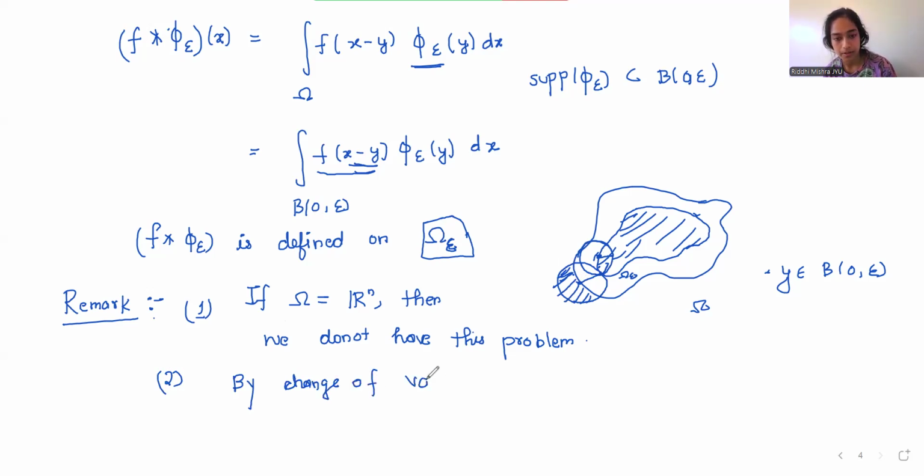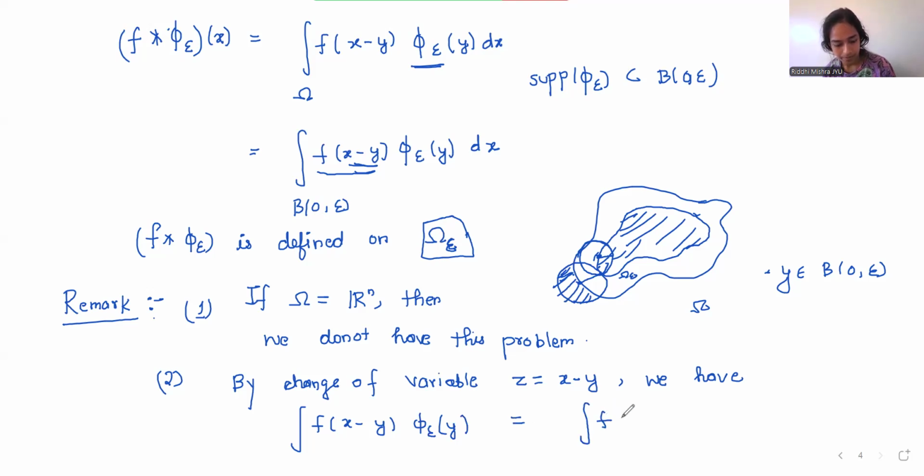And the second, by change of variable, z is equal to x minus y, we have f(x minus y) phi epsilon(y) is the same as f(z) phi epsilon(x minus z) dz. You can compute this because then dz will be dy and you are just transferring from this variable to the z variable. Okay.